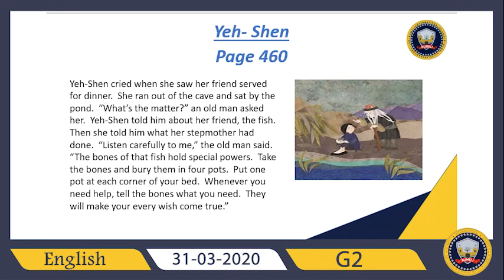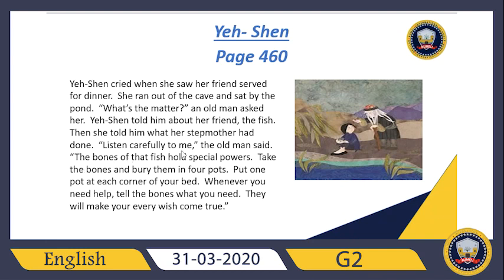460. Yishen cried when she saw her friend served for dinner. She ran out of the cave and sat by the pond. So of course Yishen was depressed and she cried. But then what happened? An old man came to her. "What is the matter?" an old man asked. So this old man, he inquired from Yishen about the matter. Yishen told him about her friend, the fish. Then she told him what her stepmother had done.